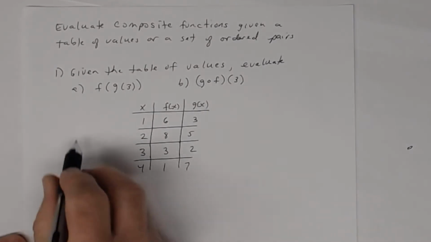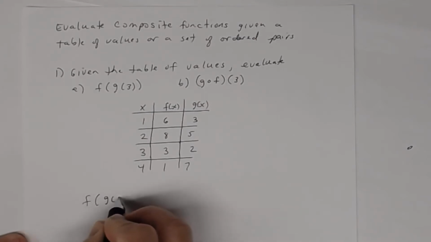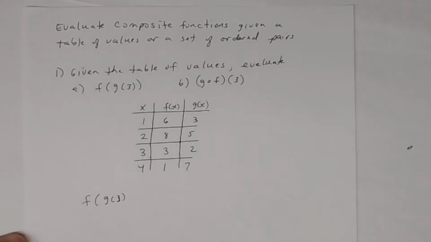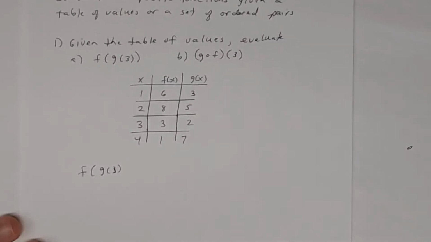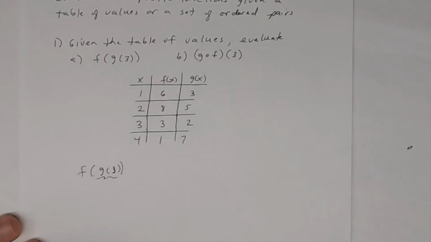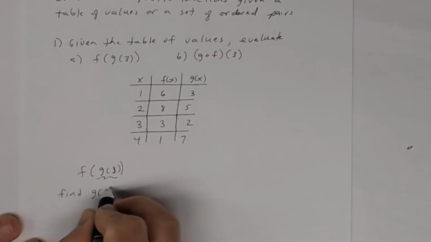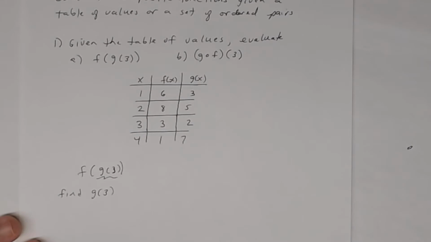So let's look at the first one, letter A. I'm going to go ahead and rewrite it right here. We want to find f of g of 3. Remember, when you're dealing with composite functions, you always do the inside first. So the first thing we have to find is g of 3.